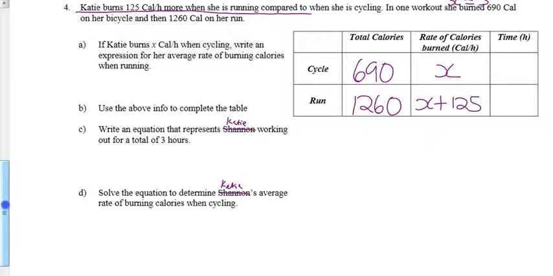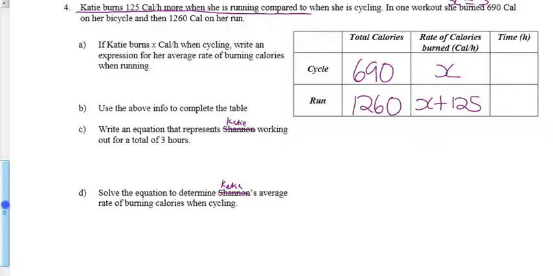So there's going to be a relation. It's just like Shannon's swimming speed was 8 times her cycling speed. So one of these is going to be a variable, and the other one is going to be some variation of that variable, right? Like 2 times it, or x plus 125, or whatever.